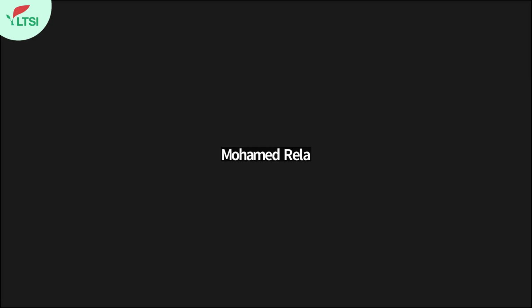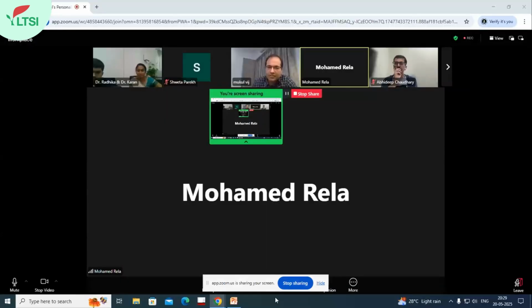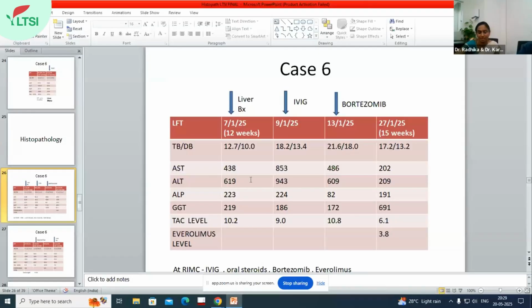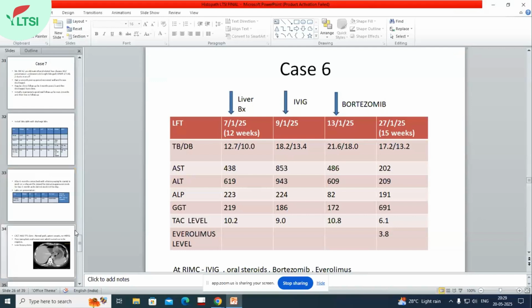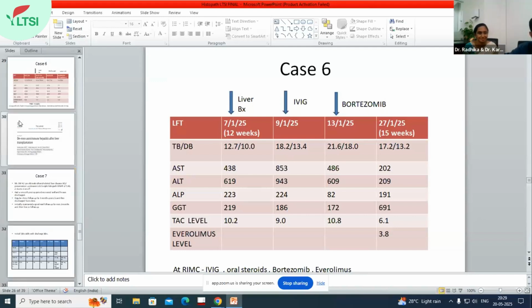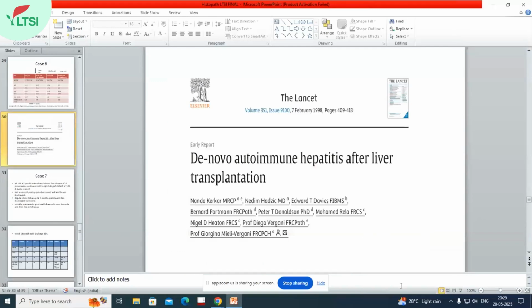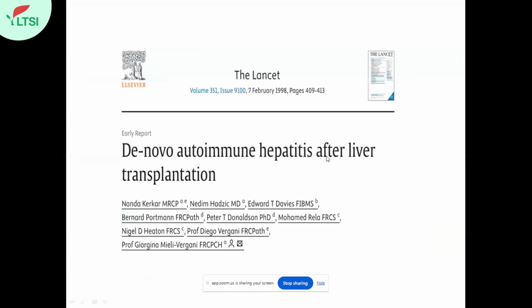So this is consistent with a diagnosis of plasma cell rich rejection / de novo autoimmune hepatitis. This is something that we described actually. Radhika, do you have a paper on this? Can you show that paper? Yes, sir. This is something that we published. How many years ago is that? 1998. Almost 27 years ago.